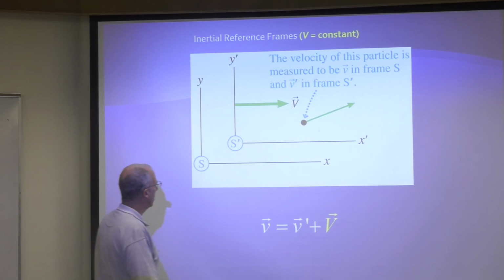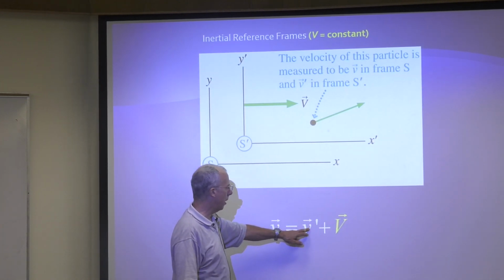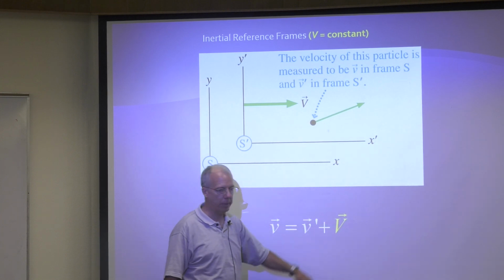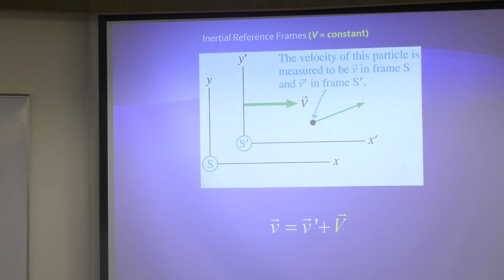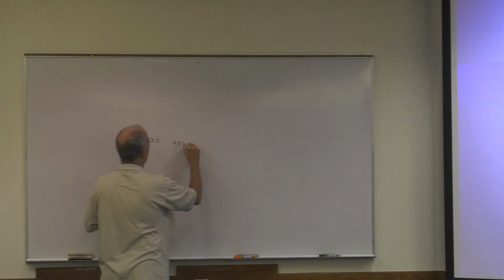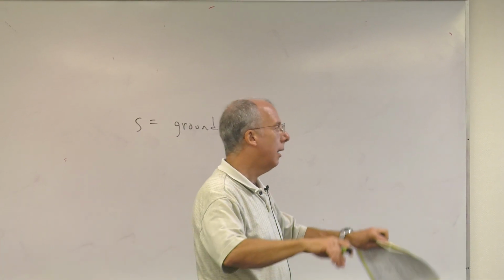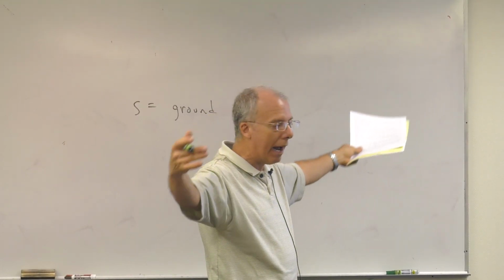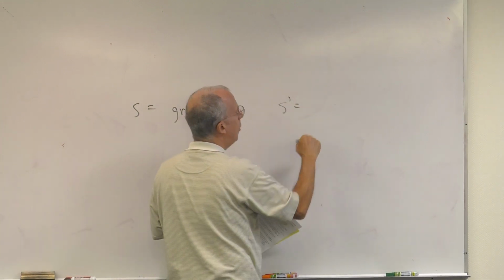And what he figured out was that the velocity of the particle in the S frame was equal to the velocity of the particle in the S prime frame plus the speed of the S prime frame. Now, this is so logical. Let's say S is the ground. We're outside just sitting down, wasting time, and the earth, the ground, is our reference frame. And then let's say that S prime is a moving car.